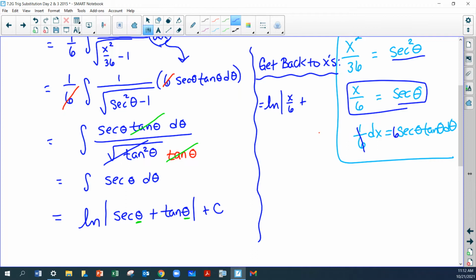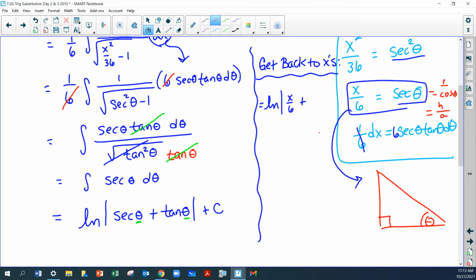But I can figure it out because from this, I can write a triangle. And maybe you remember doing this in pre-calc. I'm going to make a right triangle. I'm going to call this bottom my theta. Secant is really the same as what? Secant corresponds with 1 over cosine. So let's just write 1 over cosine so we remember. And 1 over cosine or secant would be hypotenuse over adjacent.